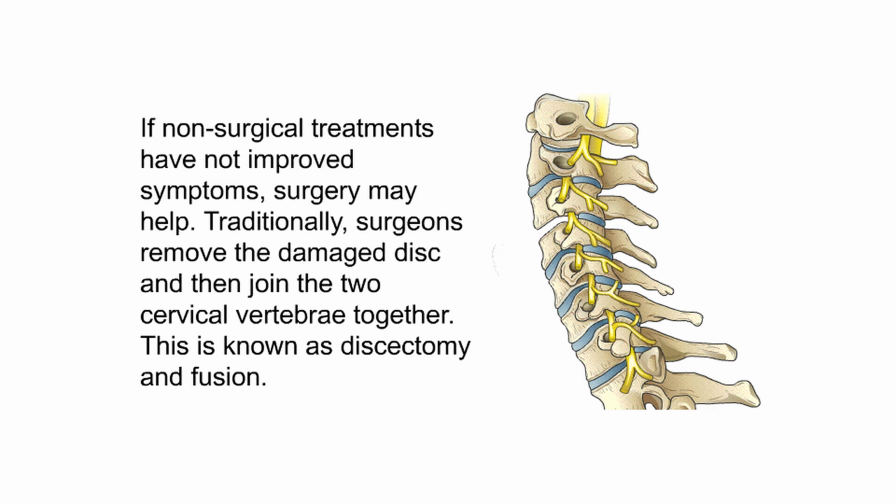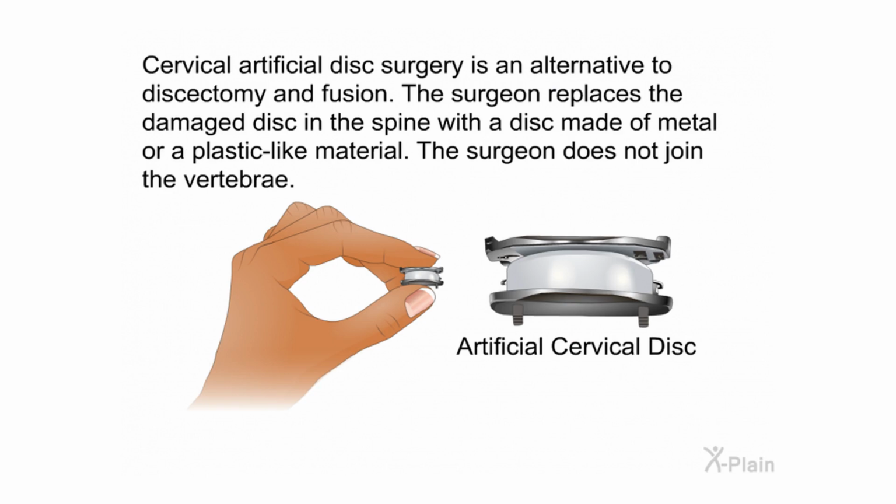If non-surgical treatments have not improved symptoms, surgery may help. Traditionally, surgeons remove the damaged disc and then join the two cervical vertebrae together. This is known as discectomy and fusion. Cervical artificial disc surgery is an alternative to discectomy and fusion. The surgeon replaces the damaged disc in the spine with a disc made of metal or a plastic-like material. The surgeon does not join the vertebrae.